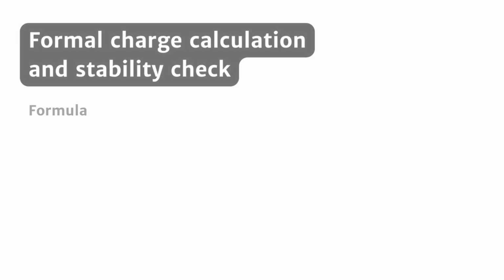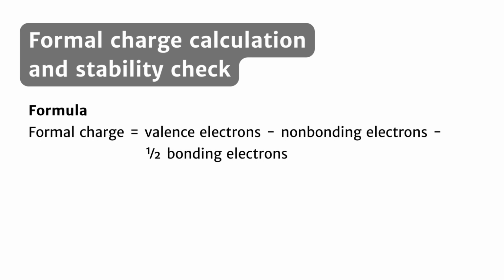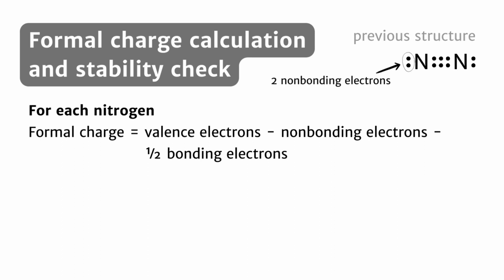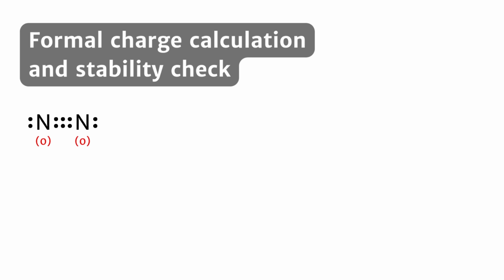This is the formula we can use to calculate formal charges for the N2 Lewis structure. Formal charge equals valence electrons minus non-bonding electrons minus half times bonding electrons. Input the data and place the values to derive the formal charges for each individual atom. For each nitrogen atom, valence electrons are 5, non-bonding electrons are 2, and bonding electrons are 6. So the formal charge will be equal to 5 minus 2 minus half times 6, which equals 0. The formal charges of both nitrogen atoms are 0.